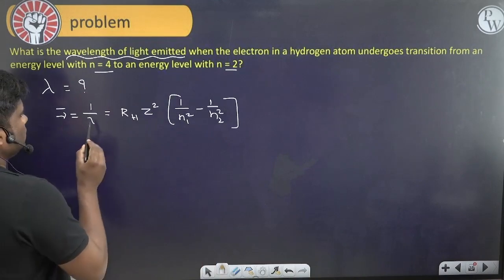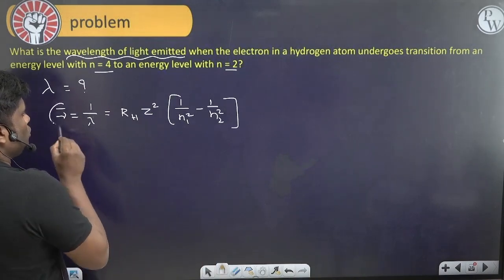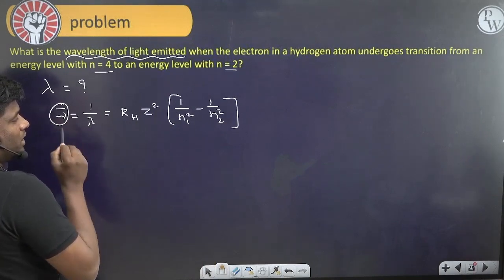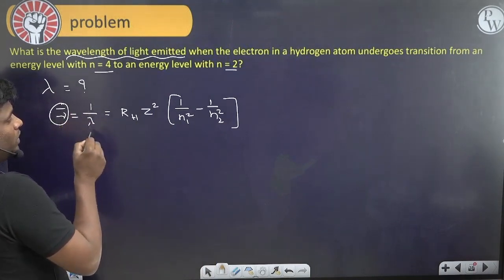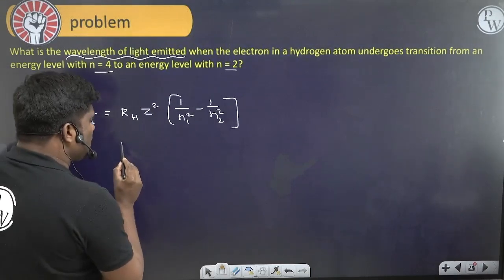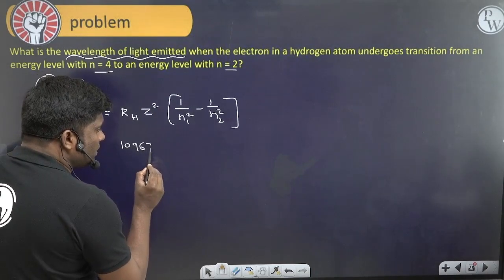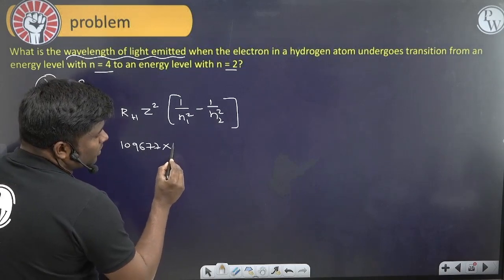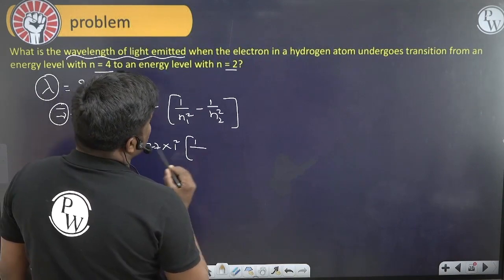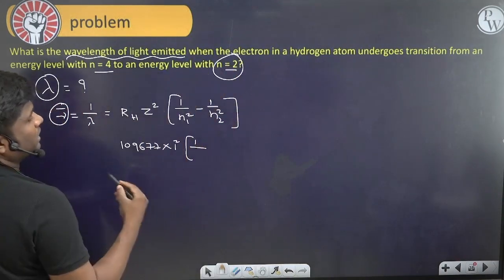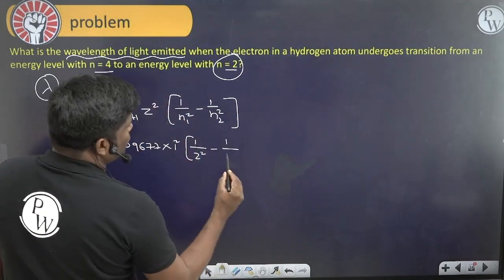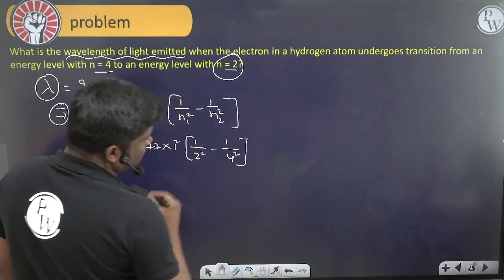See carefully. If you know nu bar, you can calculate lambda. You just bring lambda here, nu bar will come here. So lambda is equal to 1 by nu bar. RH value is 109677, into Z square, which for hydrogen atom is 1 square, into 1 by n1 square, where n1 is the lower orbit 2, so 1 by 2 square minus 1 by 4 square.